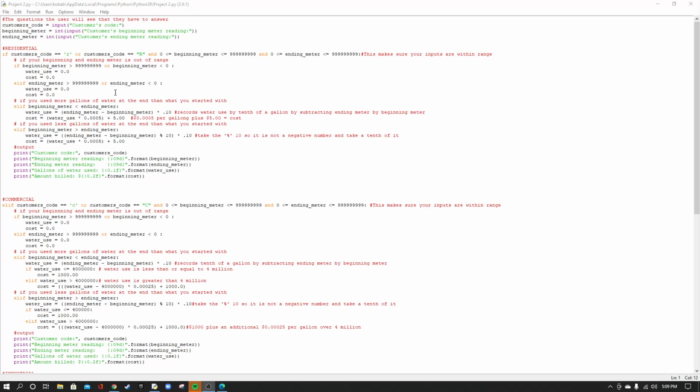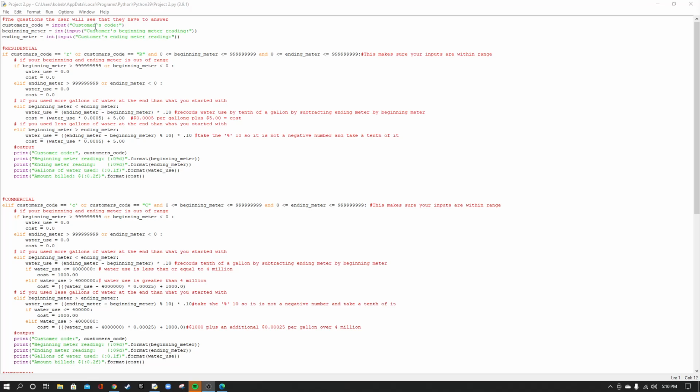This is my code. The first thing we have is our variables, the three values that we need to ask the user for. First we have the customer's code, and we just input it because it can't be a number, it can only be a letter, and we need a beginning meter and an ending meter. So we do integer input because the beginning meter is going to be a nine-digit number, and the ending meter is also going to be an integer input because it's also a number that the user is going to input.